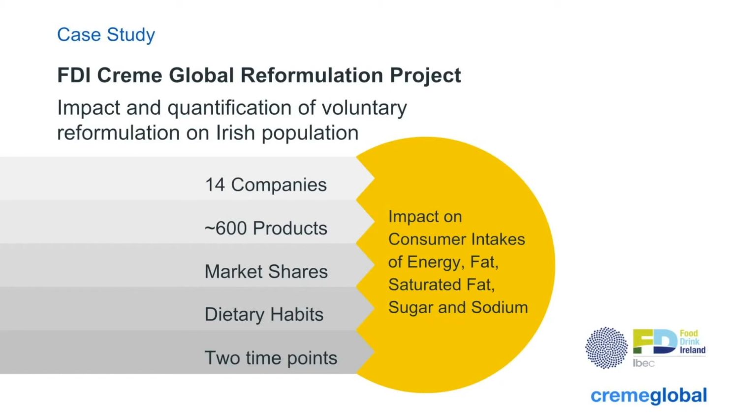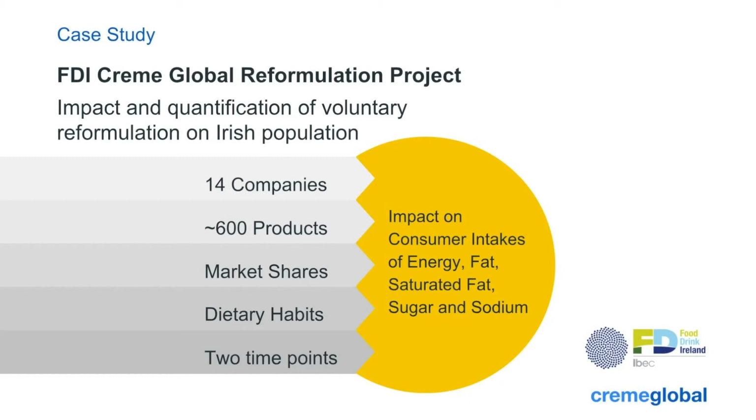We collected sales and nutrient data from these companies at 2 time points, so 2005, which was pre-reformulation, and 2012, which was post. We also used market share data from Cantor, which was used to apply weighting to these reformulated products. The dietary habits data came from the national surveys from adults, teens, children and preschool children in Ireland. These surveys were carried out by IUMA.